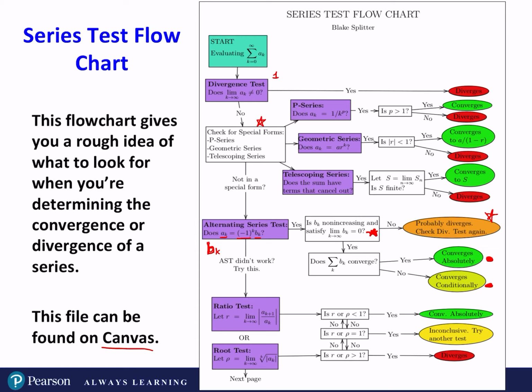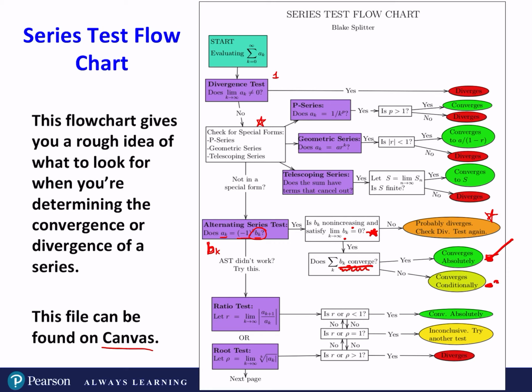If it did satisfy those two conditions, non-increasing and limit was 0, then consider the sum from k equals whatever to infinity of b_k, so that's just the positive part, the part that didn't include that negative 1. If this converges, then the series converges absolutely. Otherwise, if this does not converge, then we say that it converges conditionally over here.